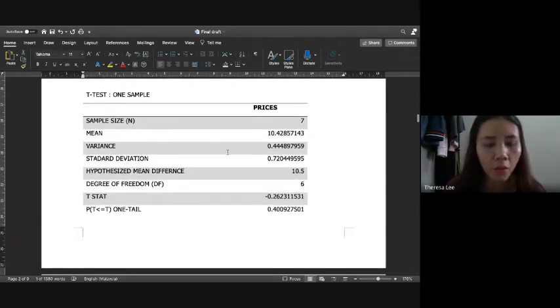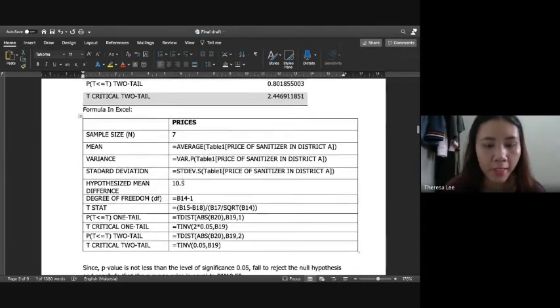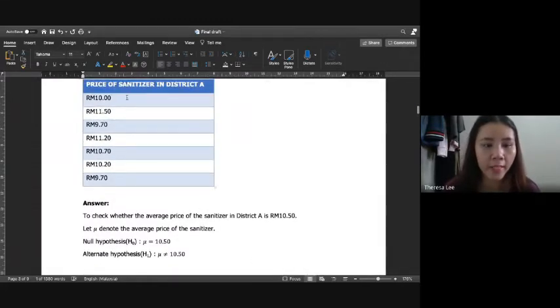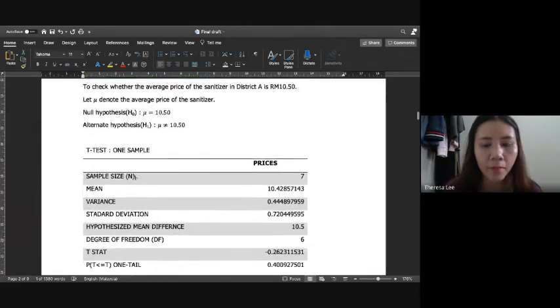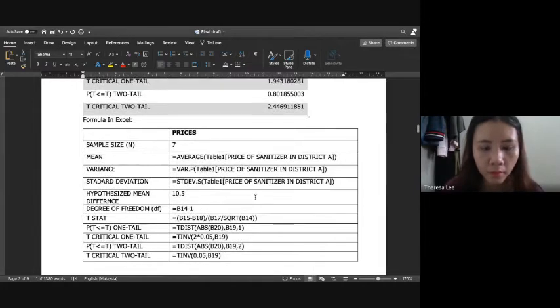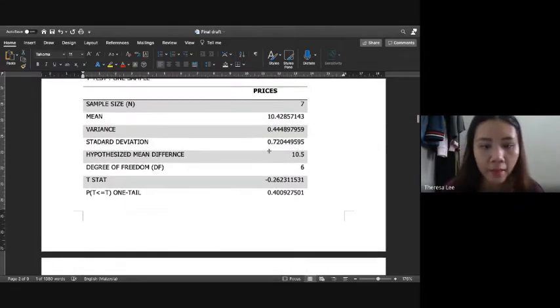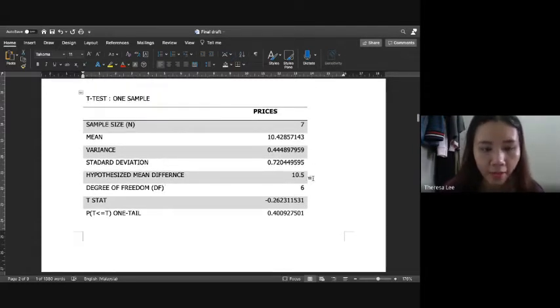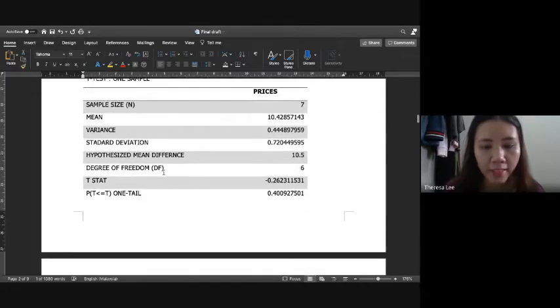For variance, also the same steps in Excel, which is we equal var.p bracket and select all the data in the table, and then close the bracket, and then we will get 0.44. For standard deviation, we equal standard deviation and select all the data in table 1, and then close the bracket, we will get 0.72. The hypothesized mean difference is 10.5. Degree of freedom, also called DF, is 6. How do we get this answer? We use sample size minus 1, so we can get this answer.